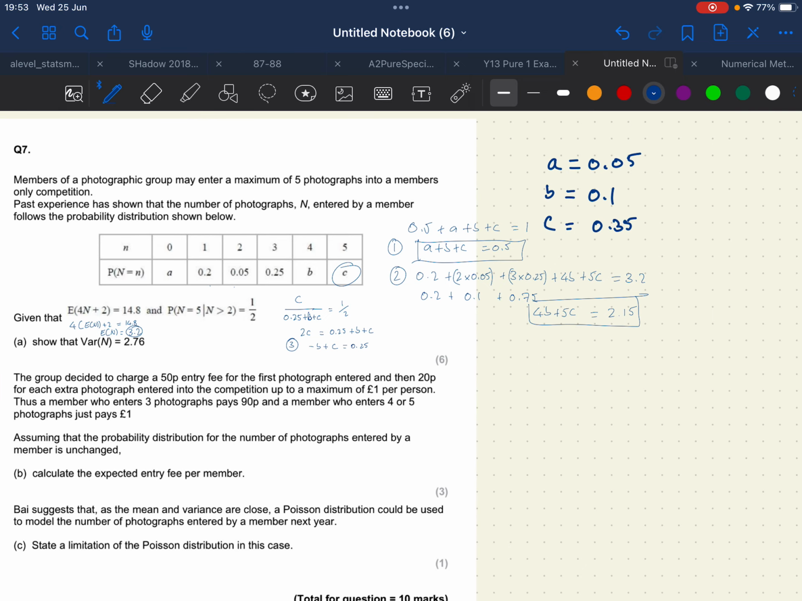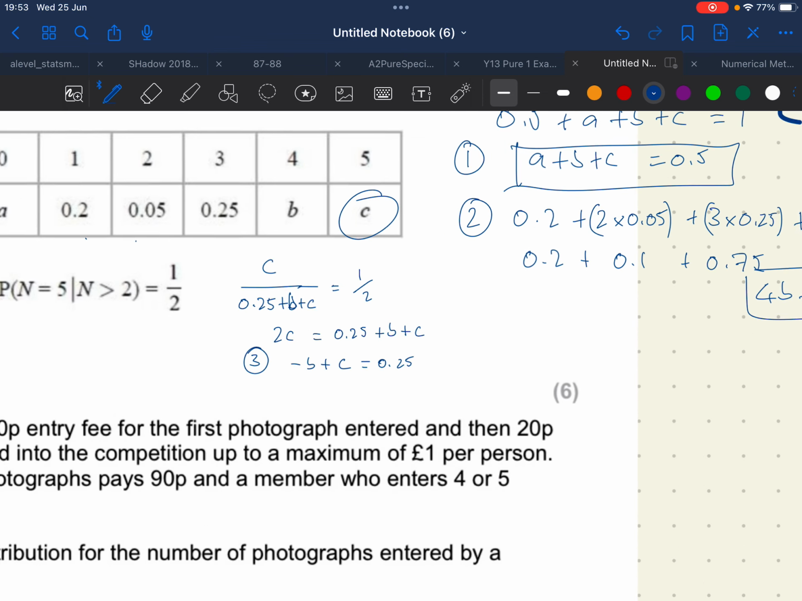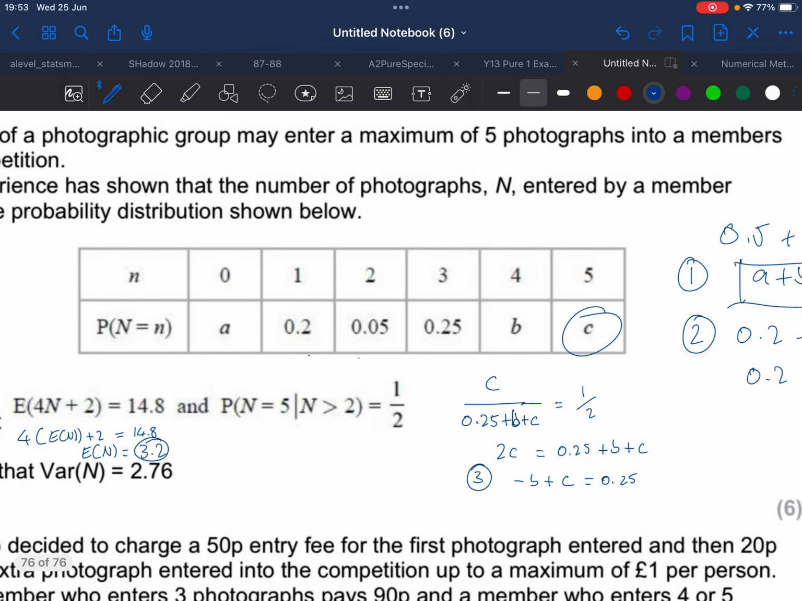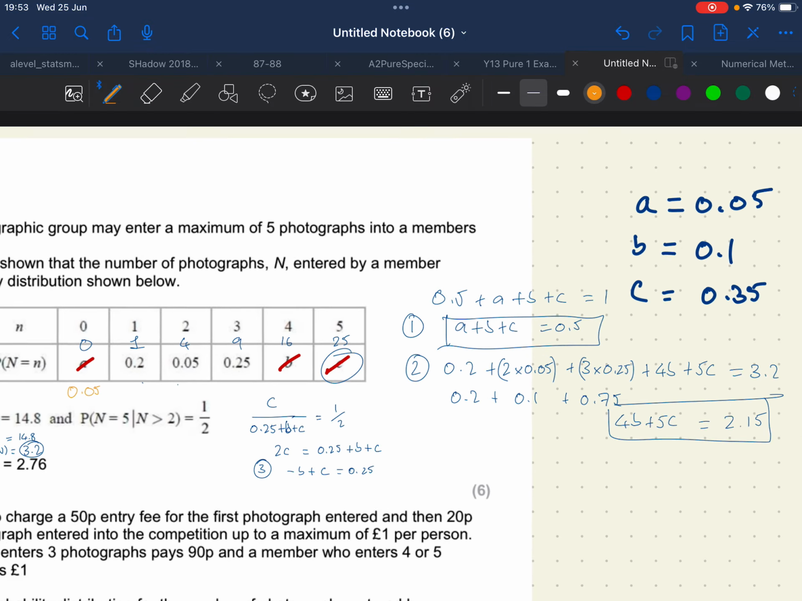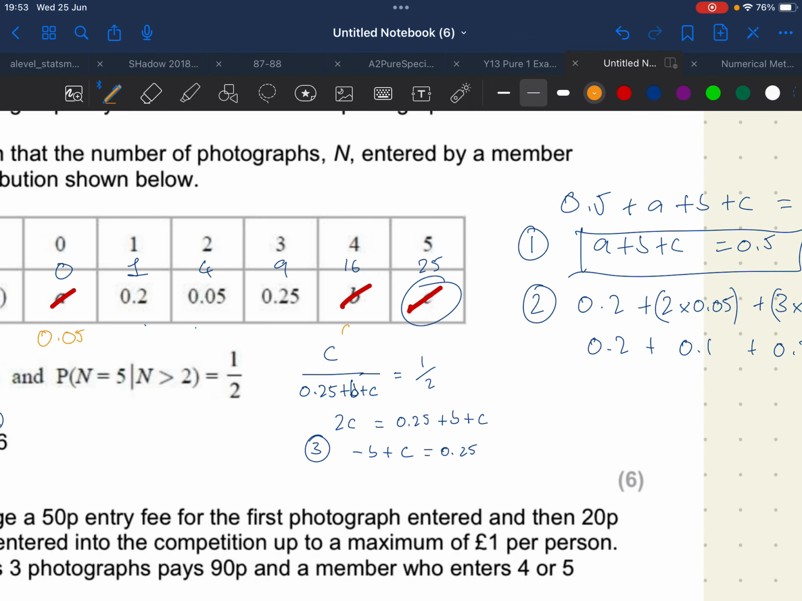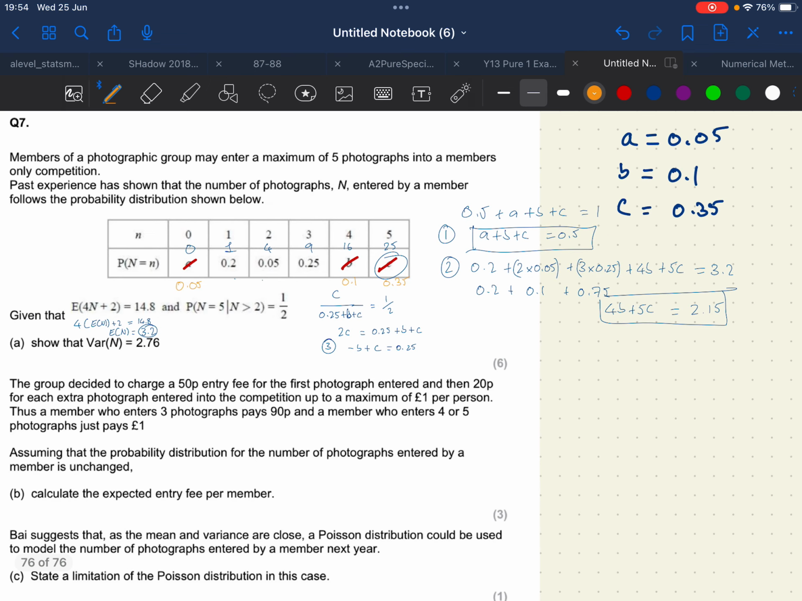Show that the variance is this value here. Okay, so I would now go and do my n squared values. So my n squared values are going to be 0, 1, 4, 9, 16, and 25. And remember, I know what these are now, okay? So I'm not going to have these values in here anymore. I'm going to have the real values, which are 0.05, 0.05, 0.1, and 0.35. And I'm going to just multiply all of them.